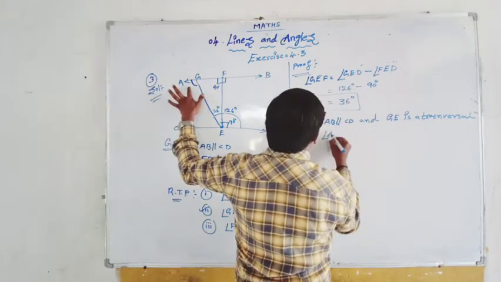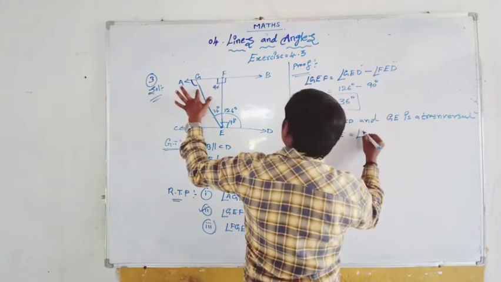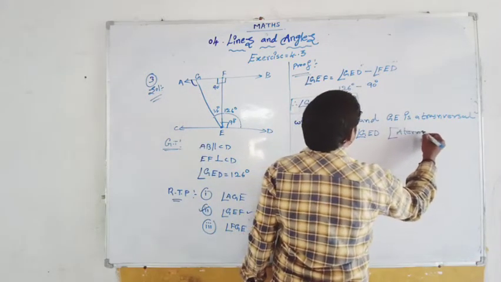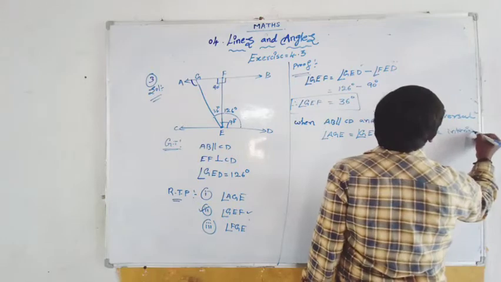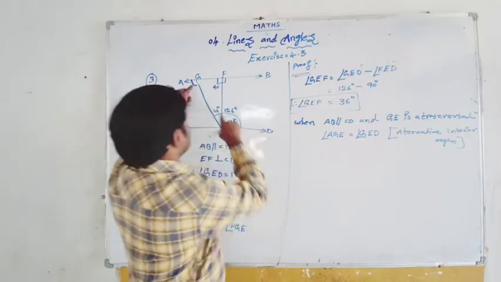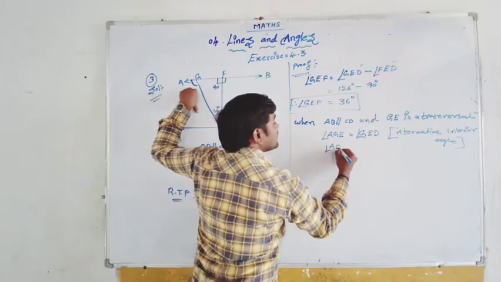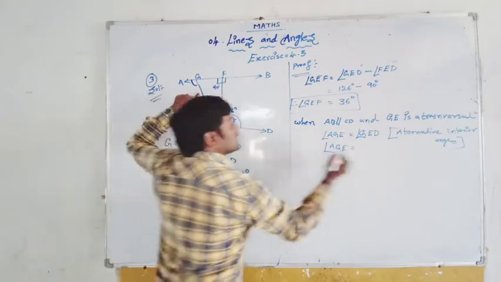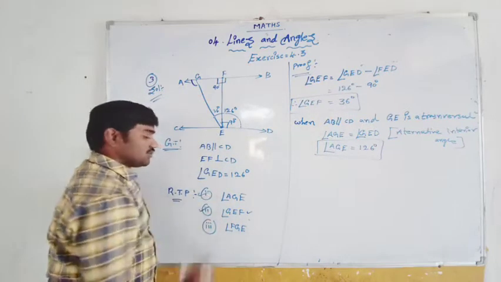then angle AGE is equal to angle GED. Here this is called alternate interior angles. Alternate interior angles are equal. AGE is equal to GED. So already we know that angle GED is 126 degrees. The second one we have also completed.